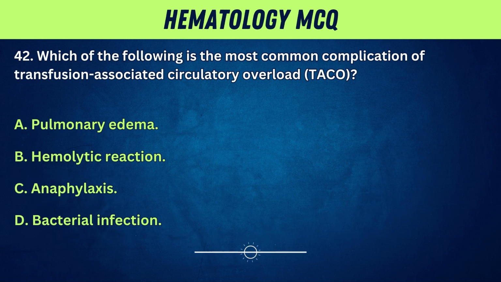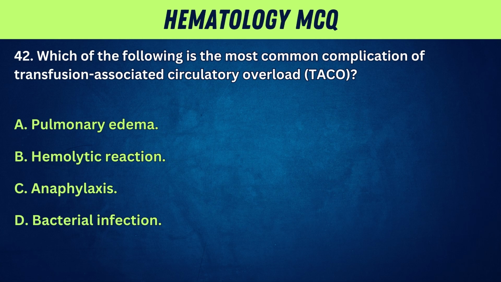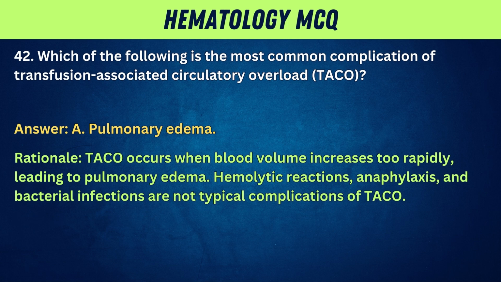42. Which of the following is the most common complication of transfusion-associated circulatory overload, TACO? A. Pulmonary edema. B. Hemolytic reaction. C. Anaphylaxis. D. Bacterial infection. Answer: A. Pulmonary edema. Rationale: TACO occurs when blood volume increases too rapidly, leading to pulmonary edema.